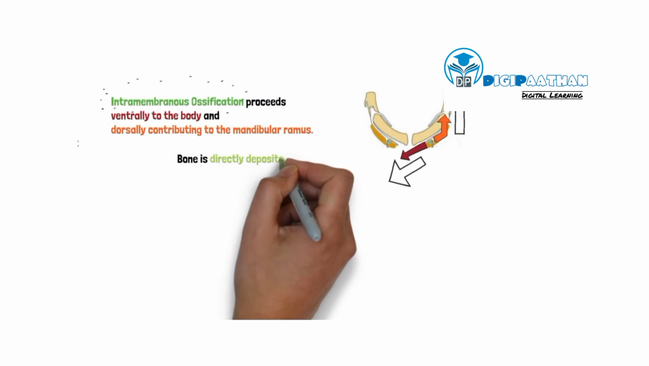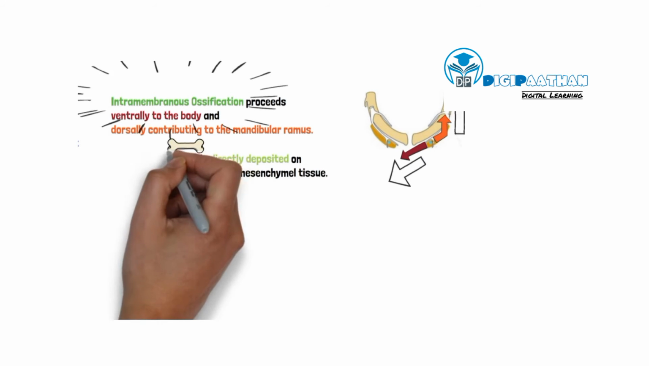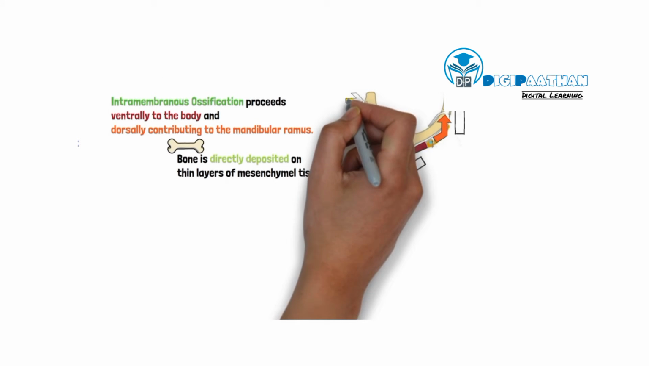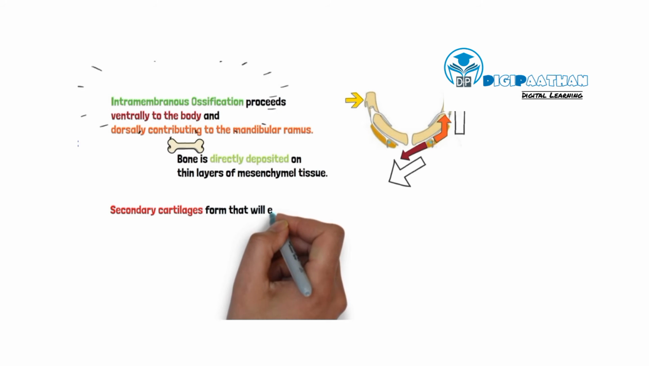As we can see, this picture is going to show how the ossification takes place. So it is moving ventrally towards the body as shown by the red arrow, and dorsally, so backwards and upwards, contributing to the mandibular ramus. Now, what is intramembranous ossification? Intramembranous ossification basically occurs when the bone is directly deposited on the mesenchymal tissue. So the Meckel's cartilage over here is the mesenchyme, so bone is directly going to be deposited by the osteoblasts.